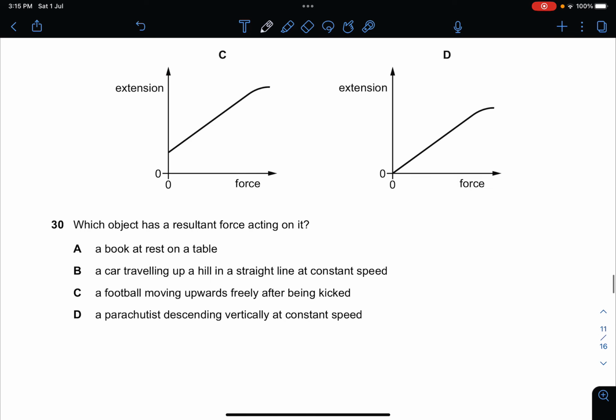Okay, next question. Which object has a resultant force acting on it? A book rests on the table. Nope, no resultant force. A car traveling up a hill in a straight line at constant speed. No, this one has zero resultant force because of constant speed. A football moving upwards freely after being kicked. Correct. A parachute descending vertically at constant speed. No, cannot be, constant speed again. So the answer is C. Moving upwards freely, definitely has a resultant force acting on it.